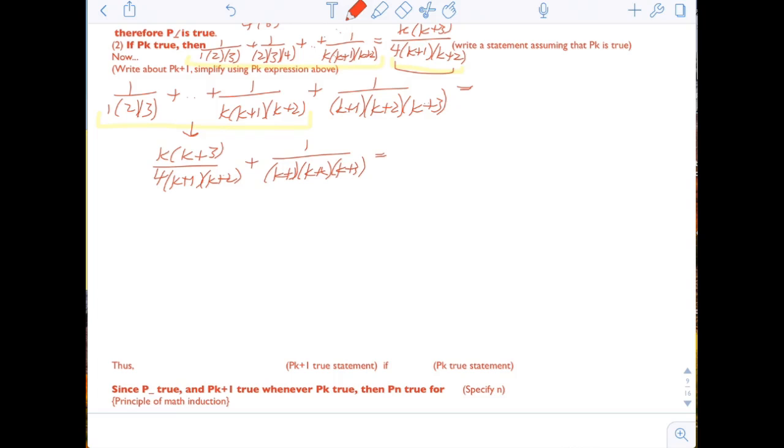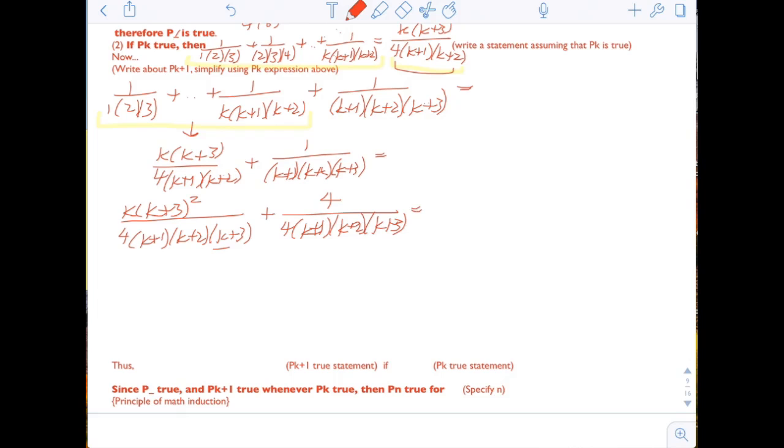So let's see, the left side is going to have k plus 1, k plus 2, k plus 3 in the denominator. And the top is going to be k times k plus 3 squared, because we're going to multiply an additional k plus 3 to make a common denominator. And then the right side, we have to multiply the bottom and the top by 4. So there's going to be a 4 on top.